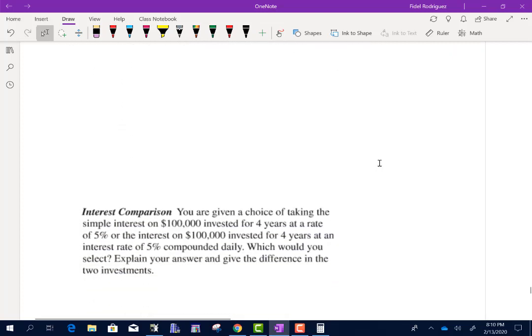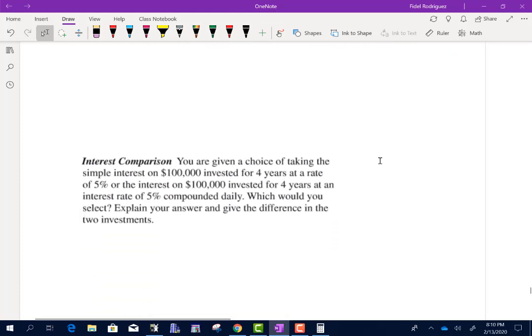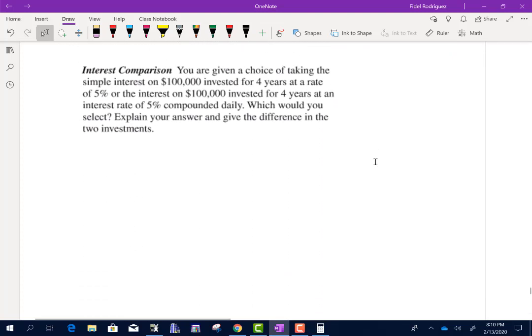So let me see. I'm going to make sure. We do have one more problem. Okay, let's do one more problem here out of 10.3, and then we'll be done. Okay, so it says, you're given a choice of taking the simple interest on $100,000 invested for 4 years at a rate of 5%, or the interest on $100,000 invested for 4 years at an interest rate of 5% compounded daily. Which would you select? Explain your answer and give the difference in the two investments.